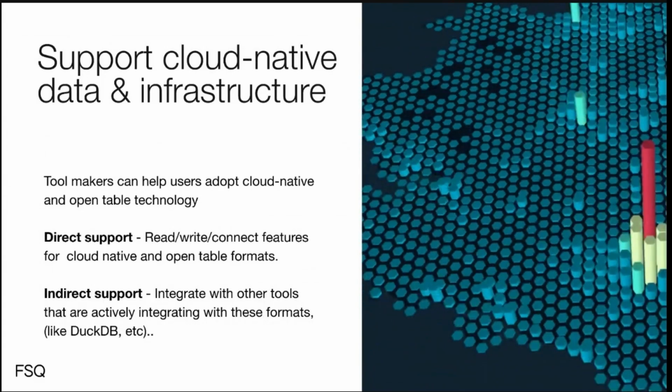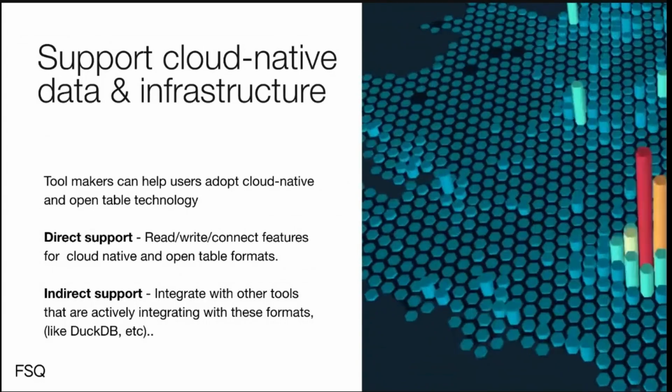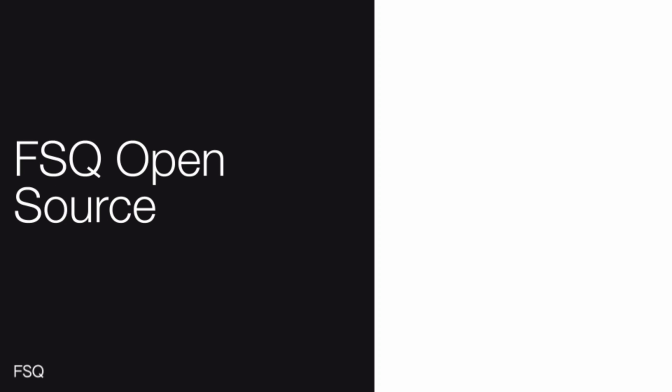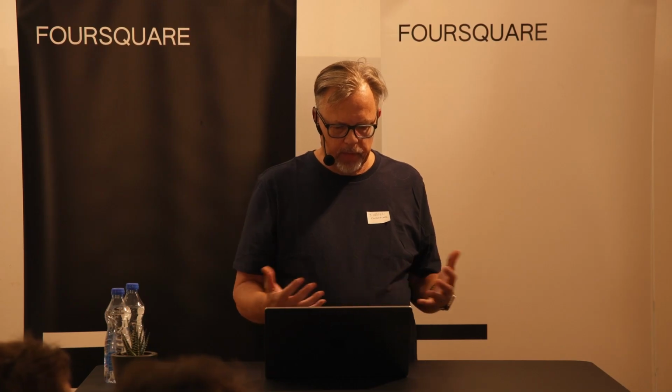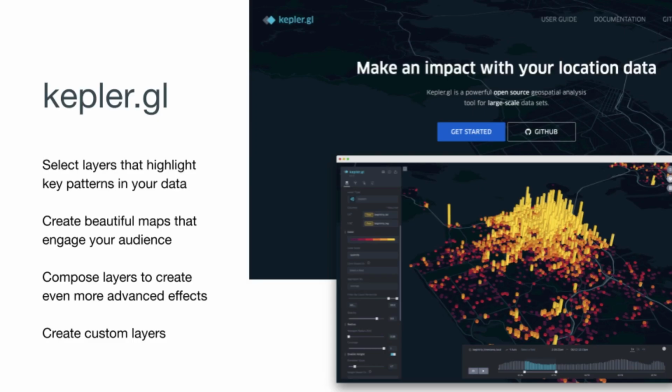Now, we're not just a proprietary company. Our product, Foursquare Studio, is built on very, very strong open source foundations. And so there is an open source version of Foursquare Studio. It's called Kepler GL. We've been building this for a long time, and it's probably the most popular open tool for exploratory geospatial data analysis.